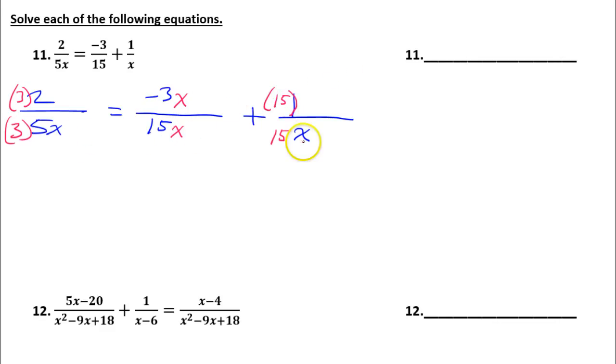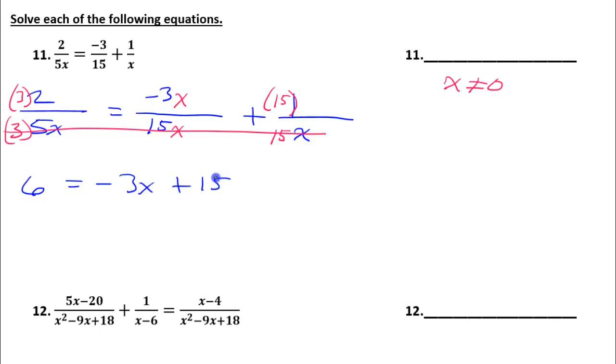Let's mention the excluded values right now. Just looking at the 5x, that tells us that x cannot equal 0. So be careful, because if 0 turns out to be one of my answers for any reason, I will have to throw it out. So now that I have like denominators, I can cancel them out and make a new equation looking at the numerators. So this will be 6 is equal to negative 3x plus 15.